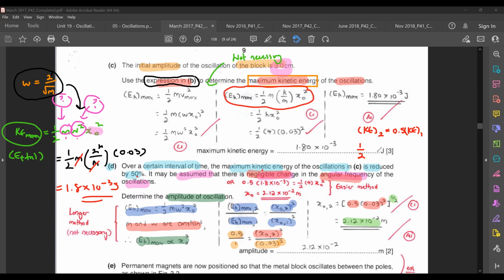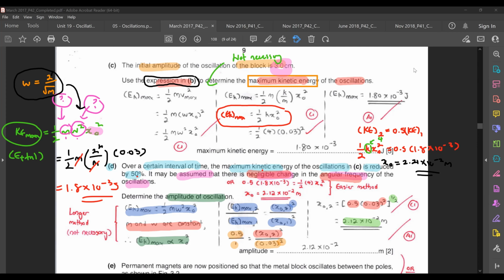Make your life simpler. It's actually half, sorry, not this one, the second one. Your KE max can be reworded as this once you substitute out the omega, right? So this one is actually just going to be half k x naught squared equals to 0.5 times 1.8 times 10 power minus 3. This k here, you substitute as 4, and then you work through your workings. Your x naught will eventually become 2.12 times 10 power minus 2 meter. It's going to give you the same thing.